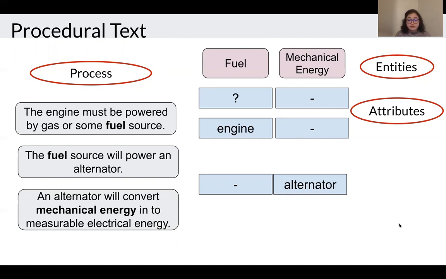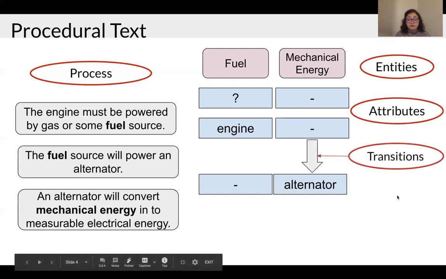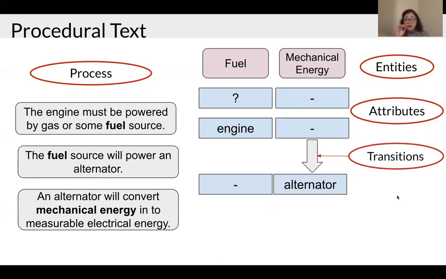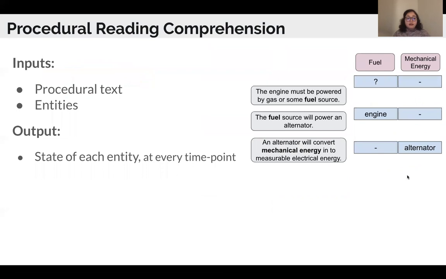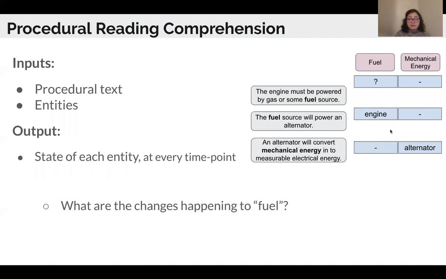We are also interested in looking at the transitions that are happening from one time point to another in the attribute values, and we refer to them as transitions. The problem of procedural reading comprehension is defined as follows: given the input of procedural text and the list of entities, we want to track the attribute and transition values of those entities throughout the process at every time point. By doing so, we can answer high-level questions, for example, what is happening to the fuel? And by looking at the table, we can easily infer that it's getting converted to mechanical energy through an alternator.